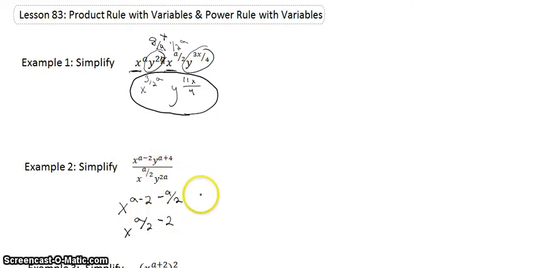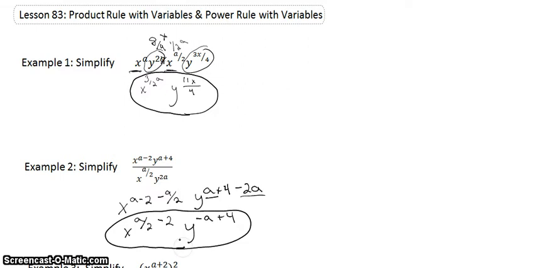Okay, and then we'll do the same thing for the y. This will be y to the a plus 4 minus 2a. So I have to combine these like terms, so it'd be y to the negative a plus 4. And that's how we would use the quotient rule.